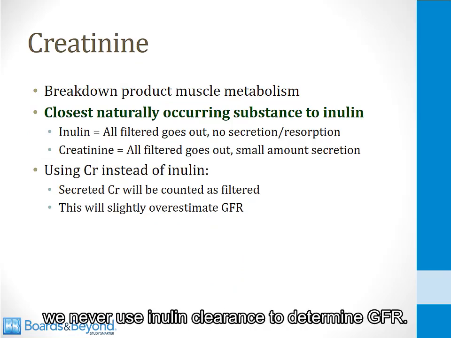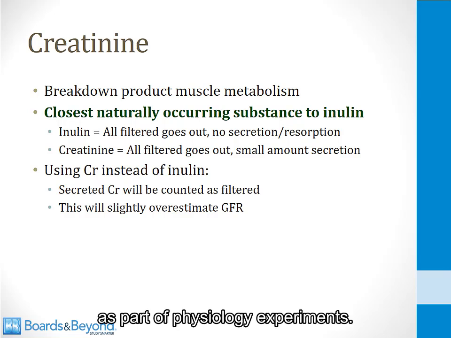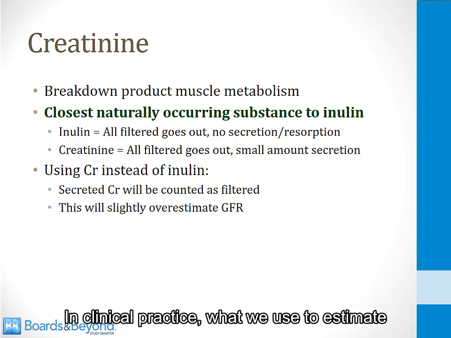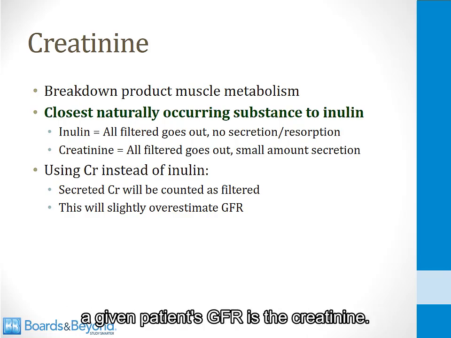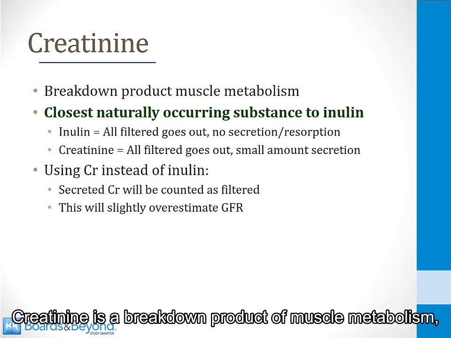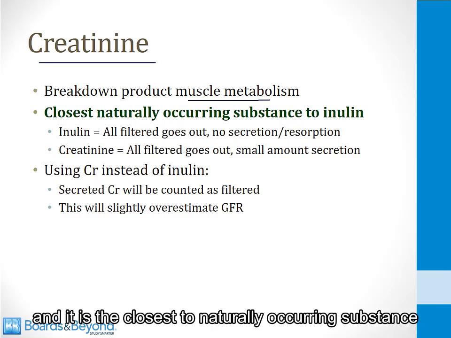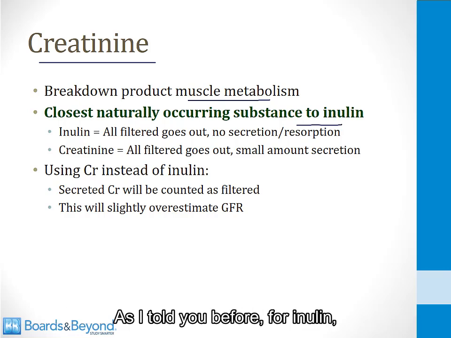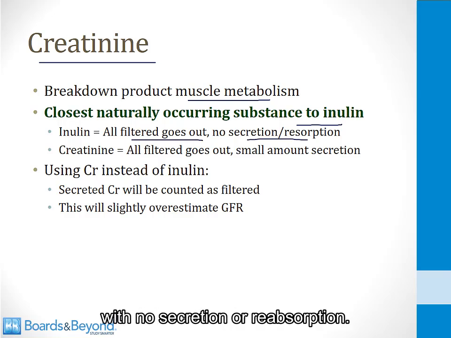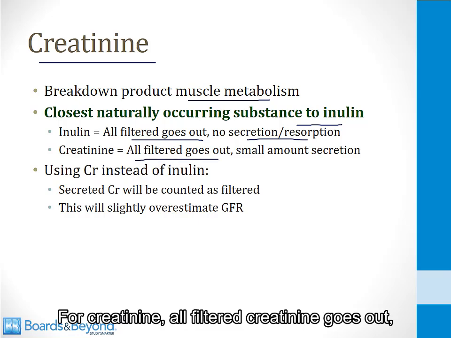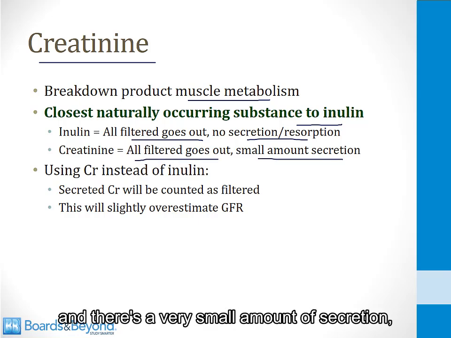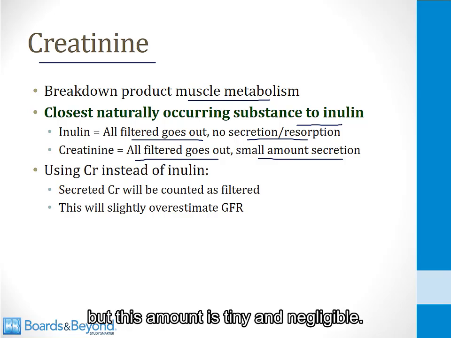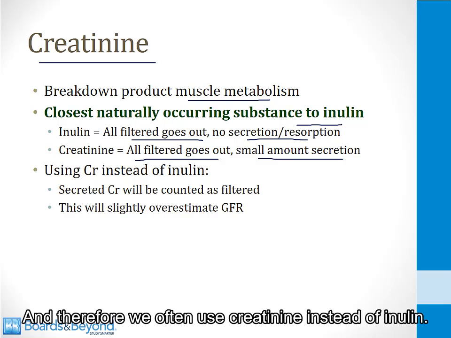In clinical practice, we never use inulin clearance to determine GFR. Inulin clearance is only used as part of physiology experiments. In clinical practice, what we use to estimate a given patient's GFR is creatinine. Creatinine is a breakdown product of muscle metabolism, and it is the closest naturally occurring substance to inulin. As I told you before, for inulin, all filtered inulin goes out with no secretion or reabsorption. For creatinine, all filtered creatinine goes out, and there is a very small amount of secretion, but this amount is tiny and negligible, and therefore we often use creatinine instead of inulin.